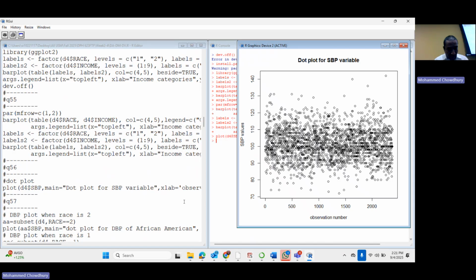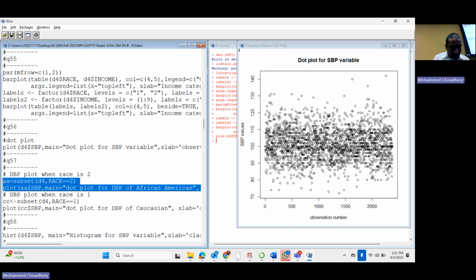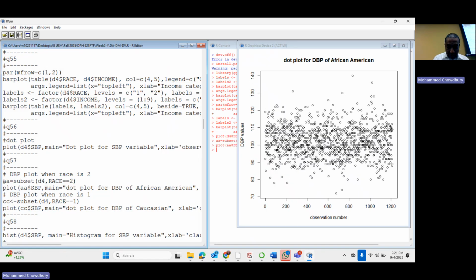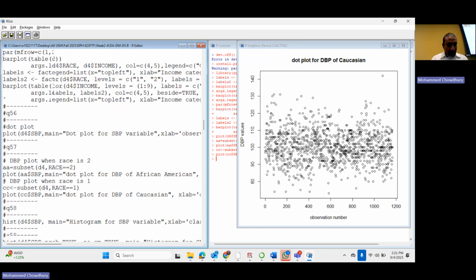Observation number dot plot. Now, if I want to do one dot plot for the African American and one for the Caucasians, first I subset the data by the race variable. When race equals 2, it is African American. When race equals 1, it is Caucasians.